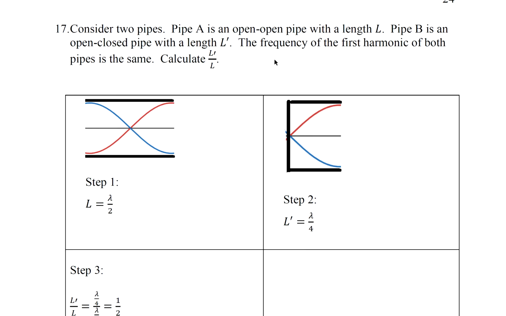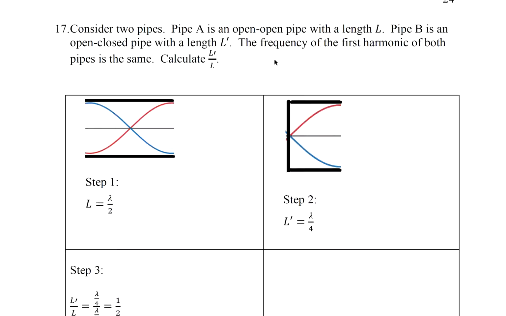Question 17, consider two pipes. Pipe A is an open pipe with a length L. Pipe B is an open closed pipe with the length L prime. Remember, that's not the derivative. The frequency of the first harmonic of both pipes is the same. Calculate L prime over L.